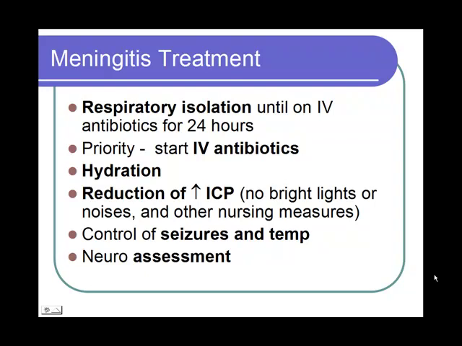Hydration, we're going to need to make sure the child's hydrated, and what we use and how we do that is going to depend on how they presented coming in. Reduction of increased intracranial pressure. They have terrible headaches. They're usually very sensitive to light and noise, so we want to minimize lights and noise. So a calm, quiet room. Controlling seizures. Seizures happen fairly often. Temperature, almost all of these kids come in very febrile, so treating both of those, and good neuro assessments.